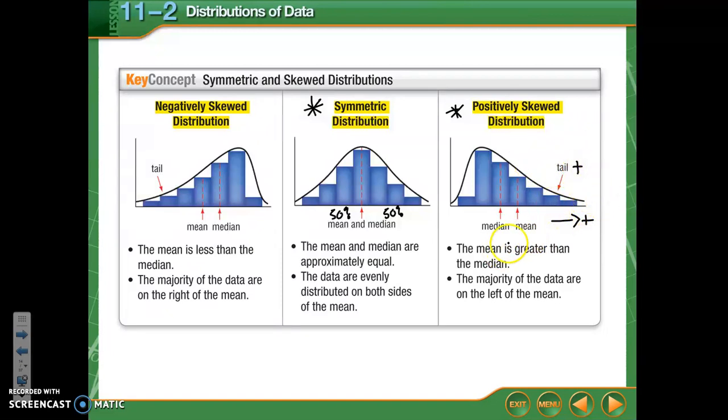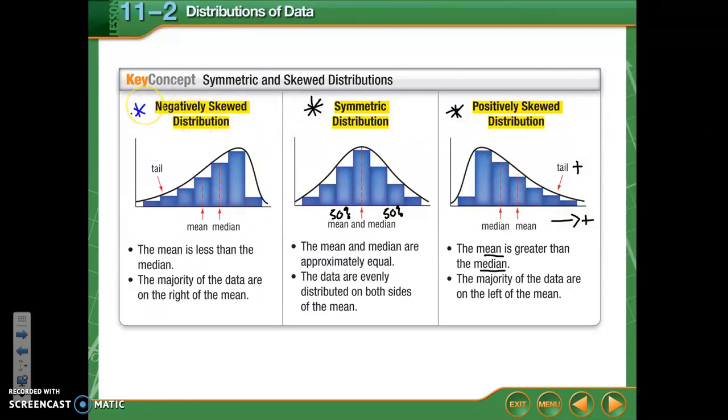When it's positively skewed, the mean is greater than the median. So it makes the mean higher than the median is. But the majority of the data are to the left of the mean, but these few higher values up here make my mean larger. So in this case, the median is actually a better measure of center because it's more in the middle of what the data actually is.